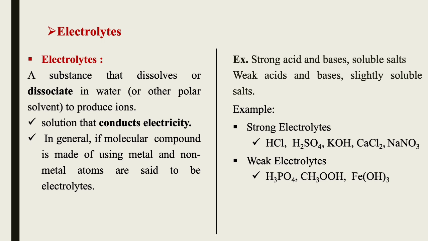Another example is weak electrolytes. So here H3PO4 is there, CH3COOH, this is acetic acid, and third is iron hydroxide, Fe(OH)3. So here three ions are there. One is metal, another is non-metal. So you can see it's a weak electrolyte.